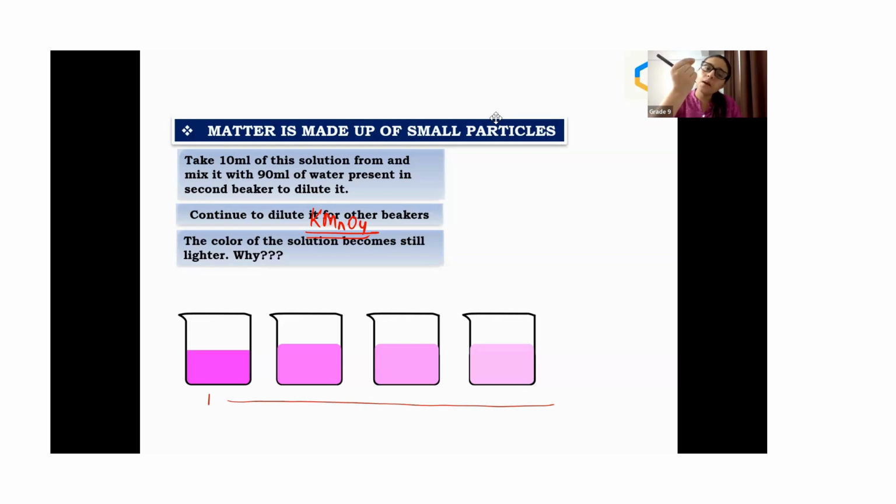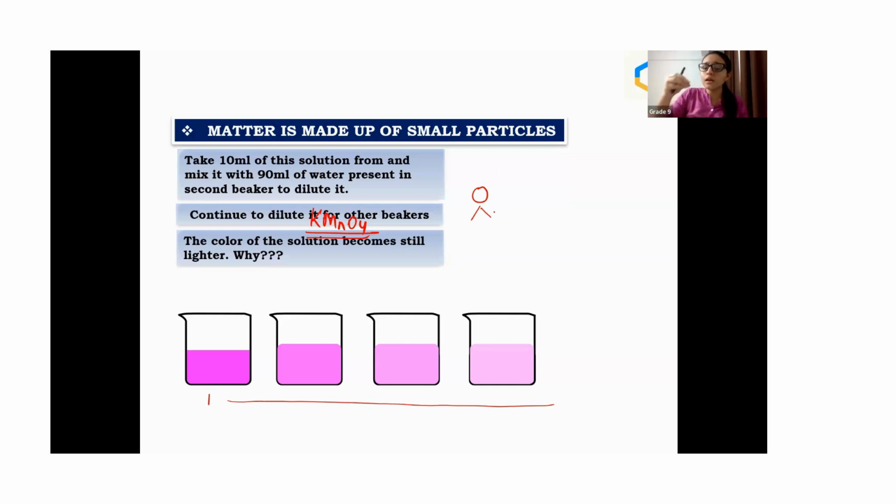We are taking the same amount in each beaker. Okay, let us see that. Yes, of course, there are tiny particles in one crystal. Yes, correct, Lavanya. See, we are taking a small particle of potassium permanganate. This small particle itself has millions of particles present inside it.